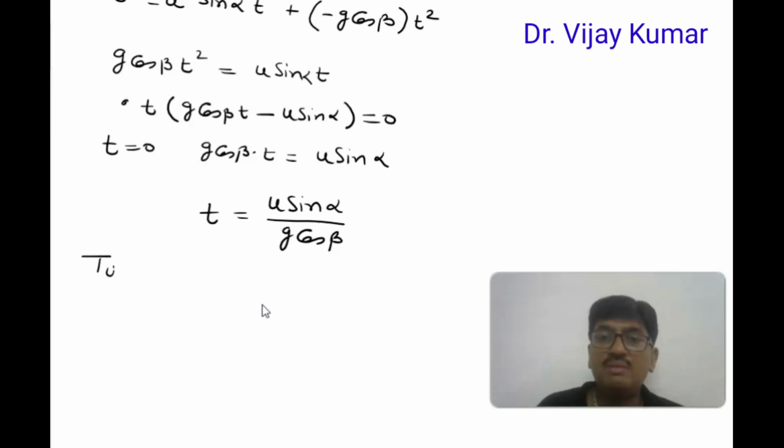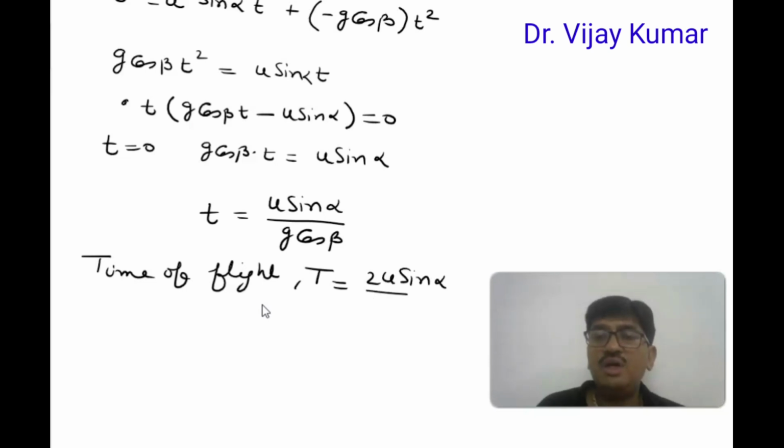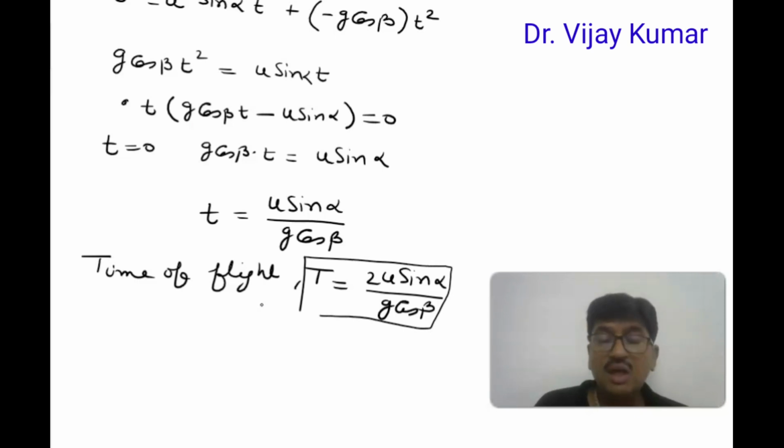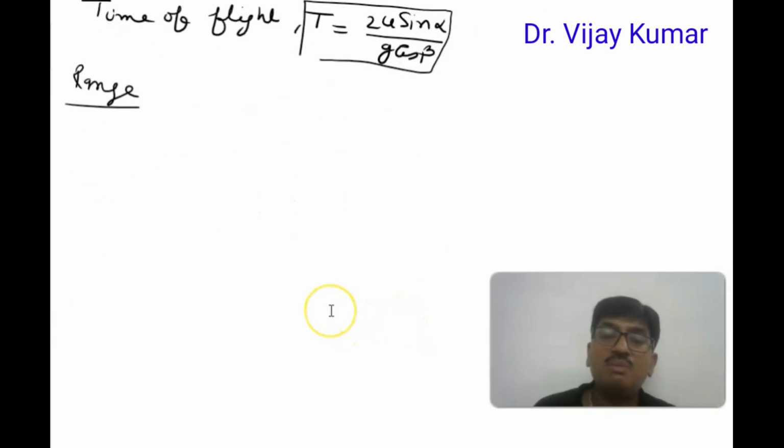And we know that time of flight is twice of t, small t. So it becomes 2u sin alpha upon g cos beta. So in case of an inclined plane, this is the time of flight. Similarly, we can calculate the range. The components are the ones we have already determined. Only the method of determination may be different, but we have the same components.